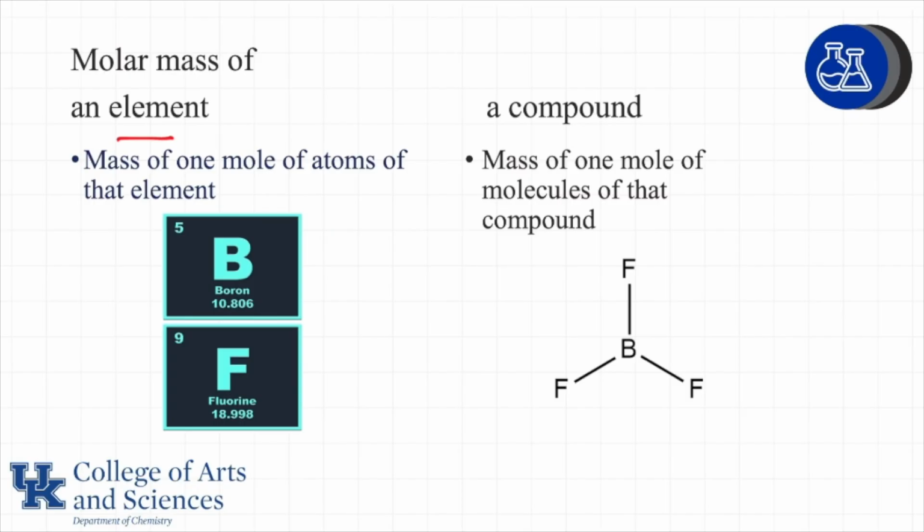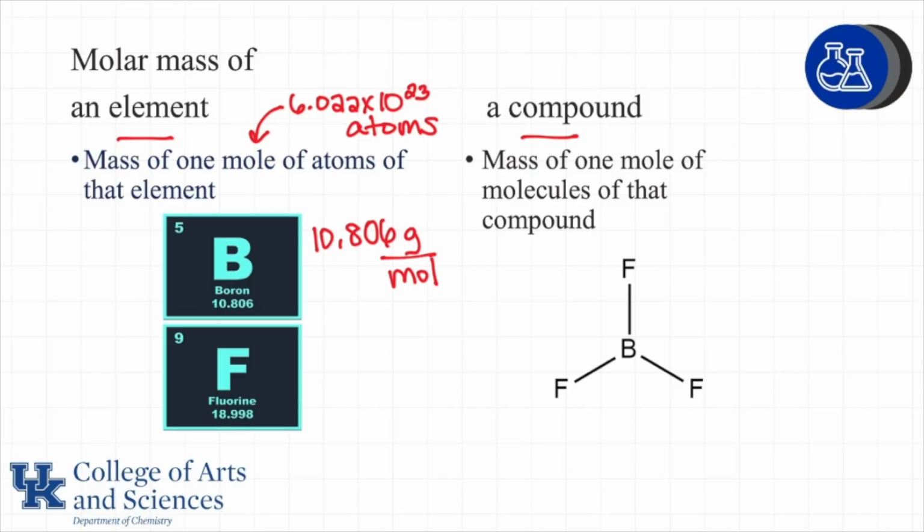Let's first look at an element. What we're looking at is having 1 mole of that element, which means we have 6.022 times 10 to the 23rd atoms of that element. We can look at the number on the periodic table, 10.806 for boron, and a mass of 1 mole of those atoms has a mass of 10.806, and we put the units grams per mole with that. So 1 mole of those boron atoms has a mass of 10.806. For fluorine, we can do the same thing, 18.998 grams per mole of fluorine.